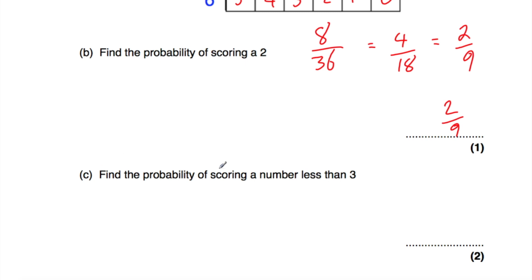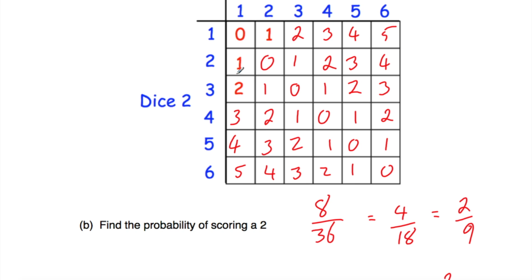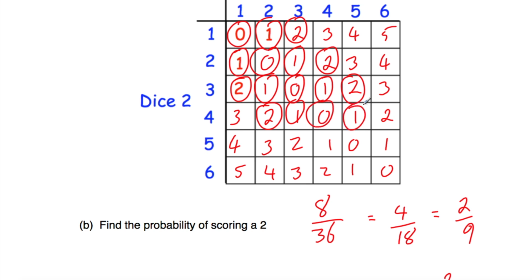Part C says find the probability of scoring a number less than 3. So a number less than 3, that's going to be a 0, a 1, or a 2. So they're all less than 3. So that's 1, 2, 3, 4, 5, 6, 7, 8, 9, 10, 11, 12, 13, 14, 15, 16, 17, 18, 19, 20, 21, 22, 23, 24. So it's going to be 24 out of the 36.